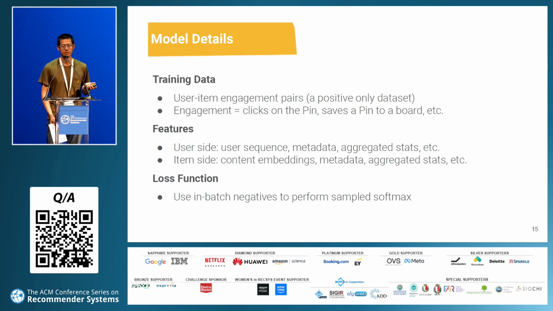Here are some more details about our training methods. We use user-item engagement pairs, where engagement is defined as clicks on an item or saving the item to a board. Our features are pretty standard for two-tower models, like user sequence, metadata, content embedding, etc. We use in-batch negatives and sampled softmax as our loss function.